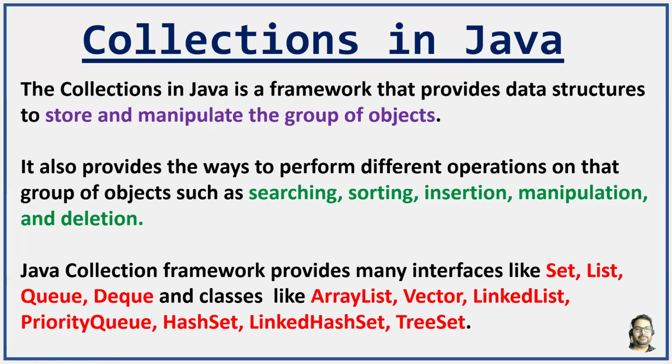It means whenever you want to work on a group of objects in Java, the collection framework provides you facilities for that. It also provides ways to perform different operations on that group of objects, like searching, sorting, insertion, manipulation, and deletion. Java collections provide many interfaces like Set, List, Queue, Deque, and also classes like ArrayList, Vector, LinkedList, PriorityQueue, HashSet, LinkedHashSet, and TreeSet. So this is the main purpose of collections.